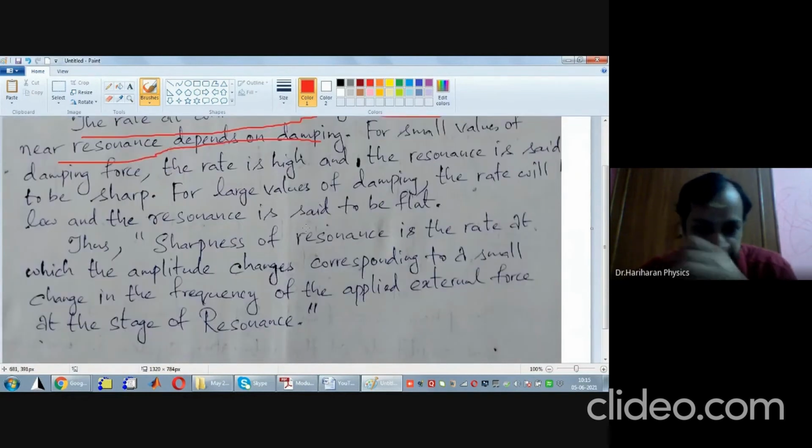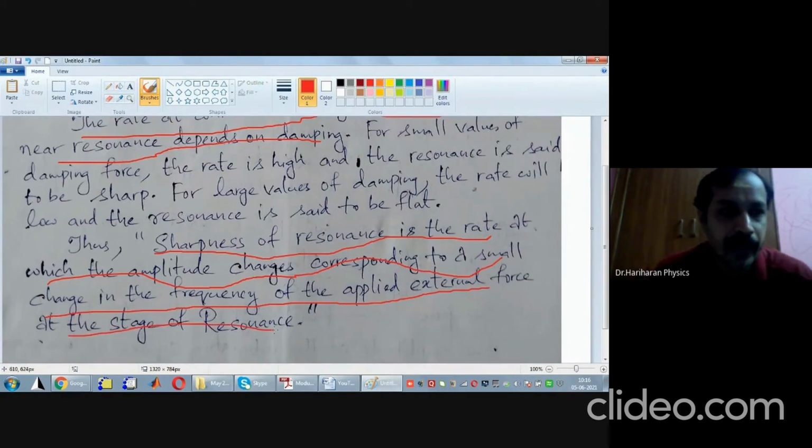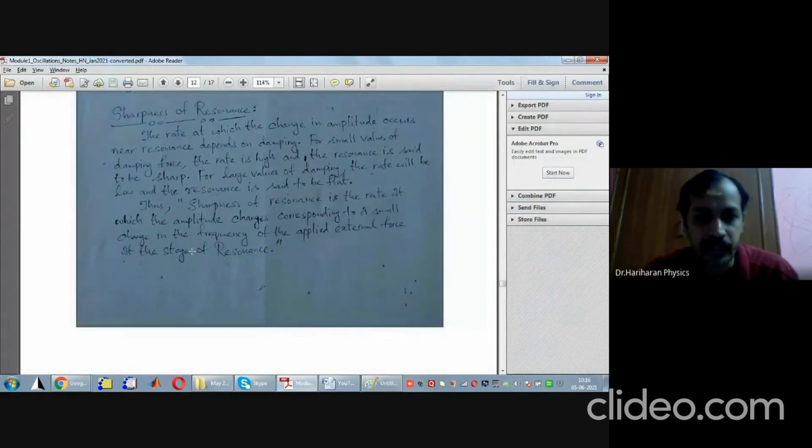Before that, this concept of sharpness of resonance: it gives you a measure of the rate at which the amplitude changes corresponding to a small change in the frequency of the applied external force at the stage of resonance. Amplitude is denoted by A, and frequency is denoted by P. Therefore, the variation of amplitude with the frequency of the external signal refers to dA by dP. That's all.